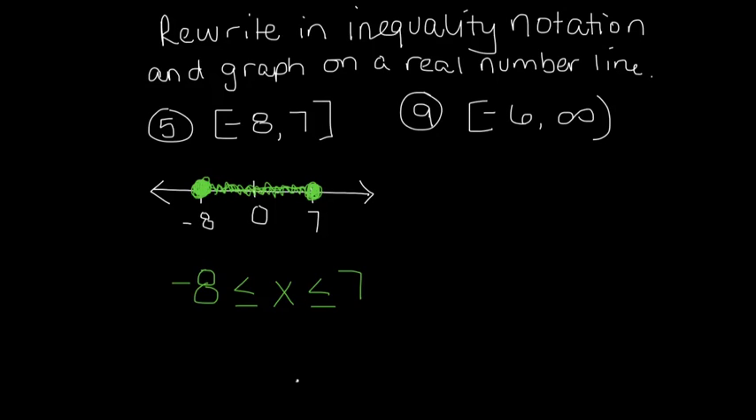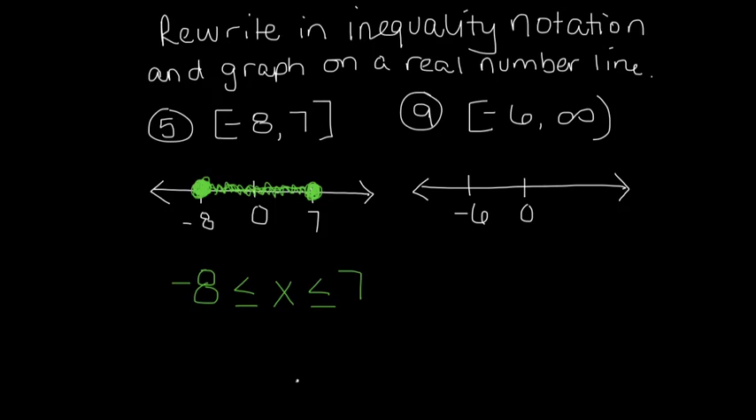For number 9, in this case, our interval goes from -6 to +infinity. So if I want to graph that on a number line, again, I have the 0, here's the -6. Infinity is a concept or an idea. It's not an actual number, so we don't actually put it on a number line. Infinity just means that we're extending our answer forever, in this case in the positive direction.